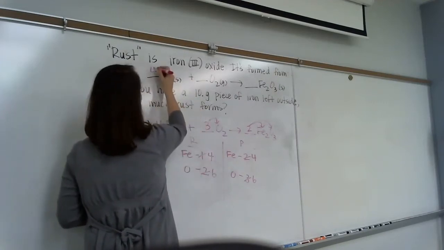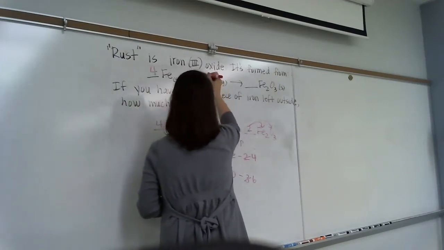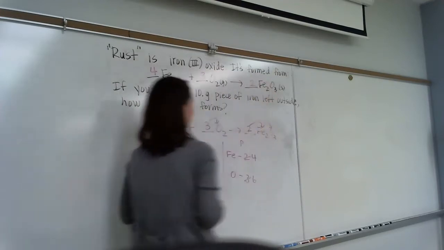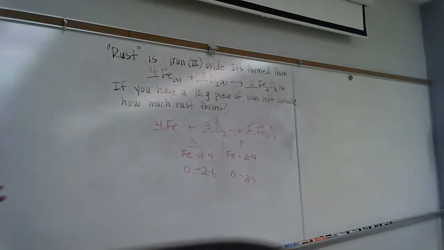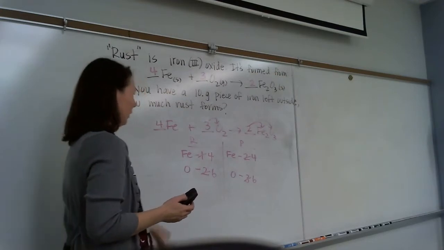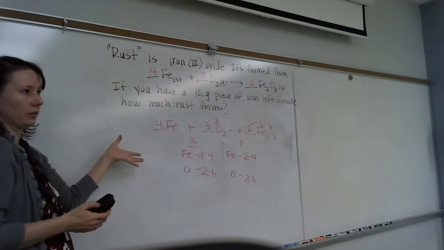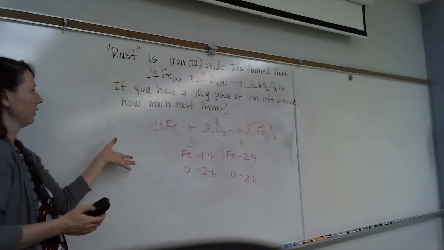So always check to make sure your equation is balanced before you do any stoichiometry. Because if your equation isn't balanced, your stoichiometry is going to be messed up. Okay, that's like step 0. Check your equation, make sure it's balanced. Is everyone good on how I balance this equation? Did I go through that too quickly?